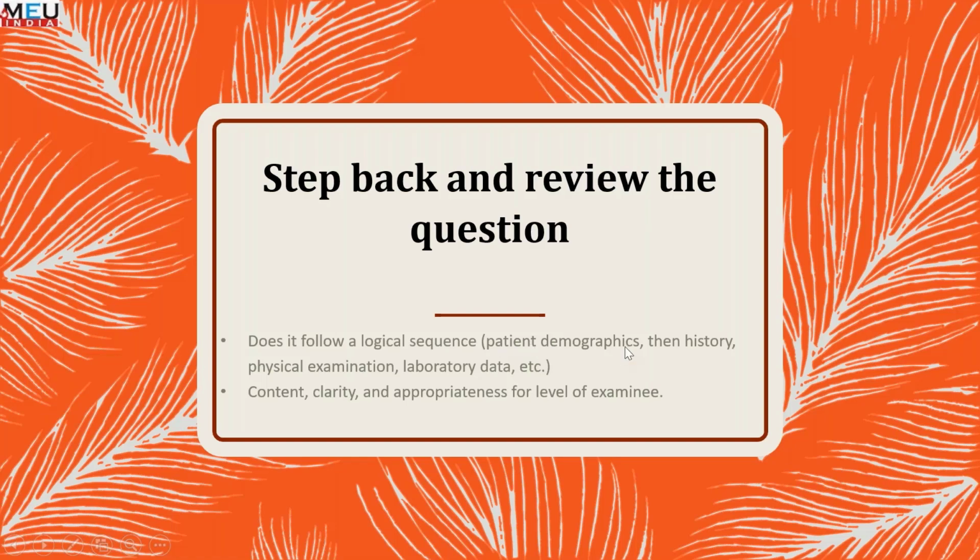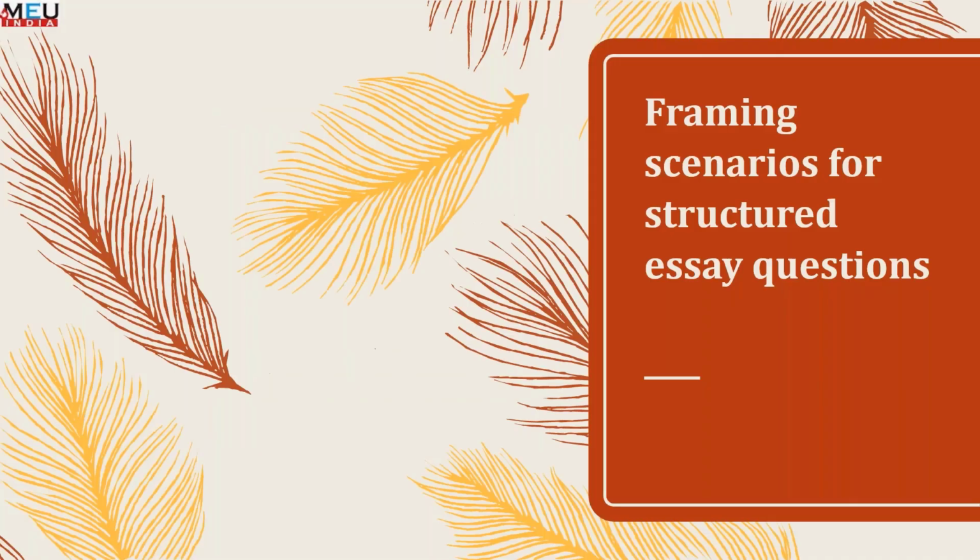Does it go from patient demographics and then history and then physical examination, then the lab findings? Whether the content is appropriate for the level of the examinee, whether the question is clear. Are you having extra red herrings in that which are confusing the student? Is it confusing between two different diagnoses? Is the question unambiguous? Those are things you'll have to review.